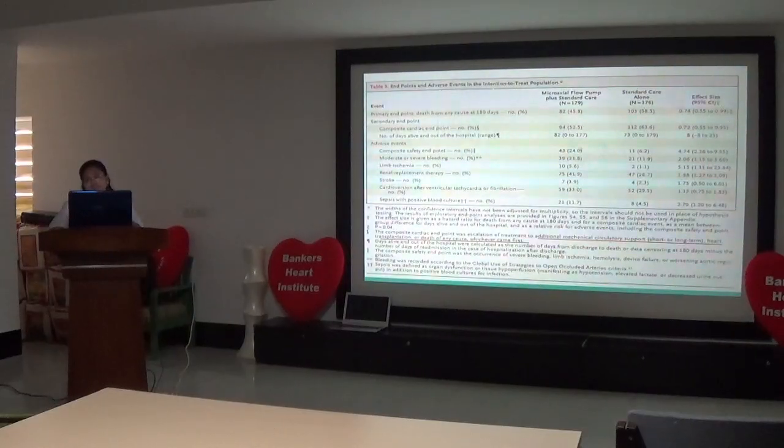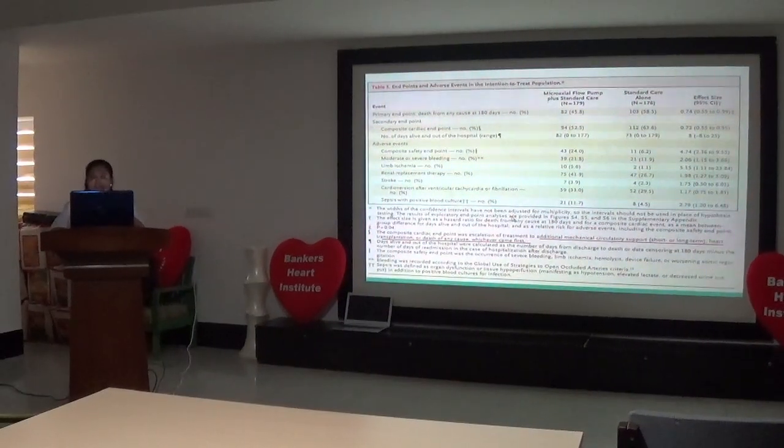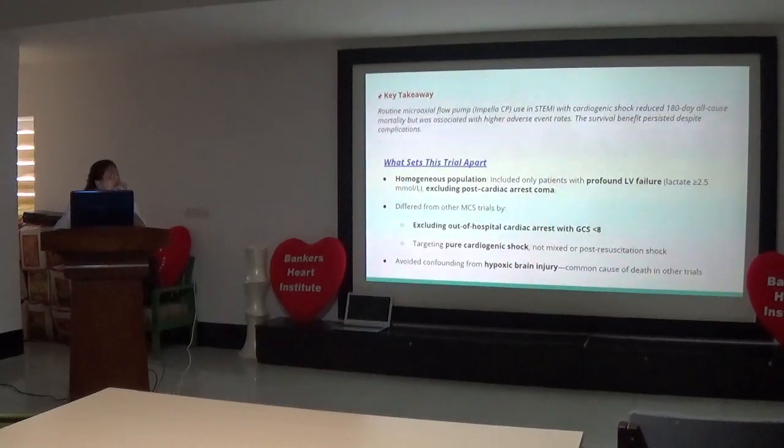The adverse events were more in Impella compared to IABP. Bleeding was seen more in Impella. Limb ischemia was seen. Patients had to be kept on dialysis due to hemolysis in Impella, and there were more chances of stroke in Impella. So the adverse events were comparatively more. The key takeaway was that routine microaxial flow pump use in STEMI with cardiogenic shock reduced all-cause mortality, but was associated with higher adverse events. The survival benefit persisted despite complications.